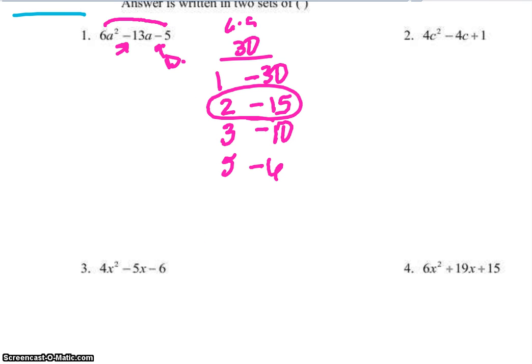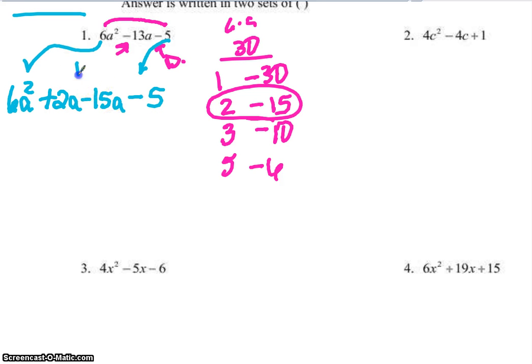All right, this is where I said it gets different. You do not get to write your answer. You've got to bring down your 6a squared. You bring over your 2 and your minus 15, so plus 2a minus 15a. And then you bring down your minus 5. So then you get to cut it in half.